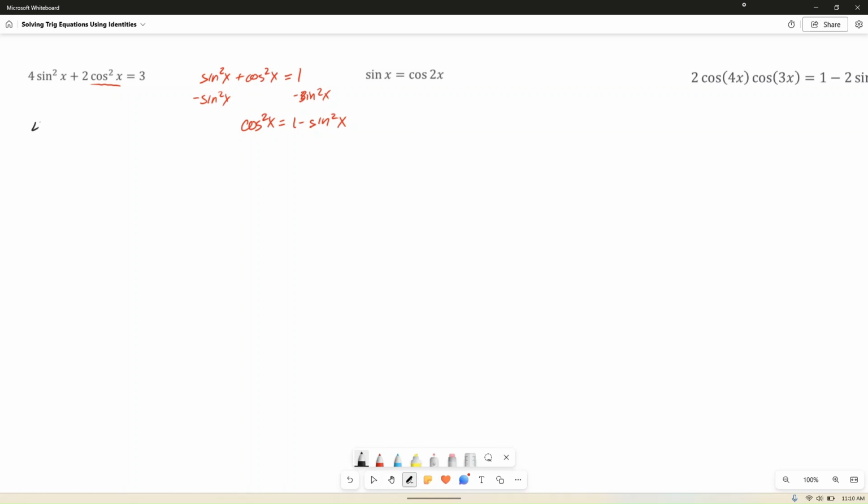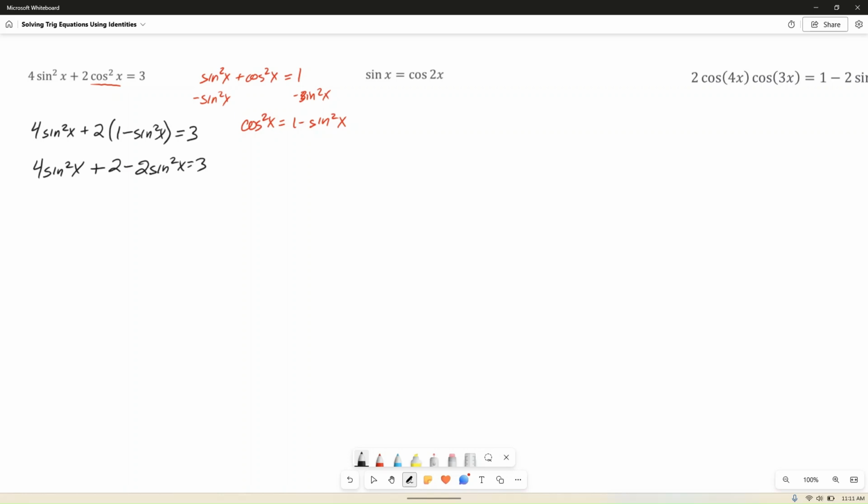If I do that, we're going to have 4 sine squared x plus 2, and instead of the cosine squared x, we're going to write in the quantity 1 minus sine squared x. And that is still equal to 3. From here, we can just use algebra. We can expand the parentheses, distribute the 2. We can then combine like terms, and again, just like we've seen before, try to isolate our sine expression. So we'll have 4 sine squared x plus 2 minus 2 sine squared x is equal to 3.